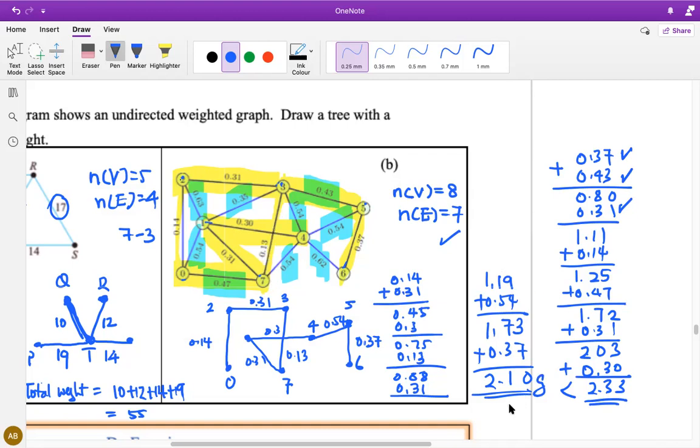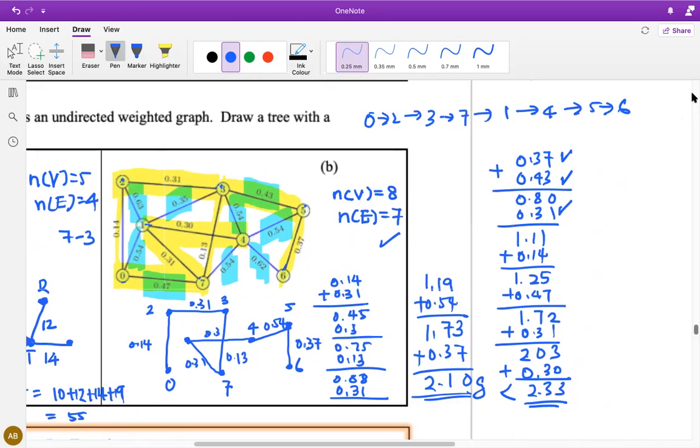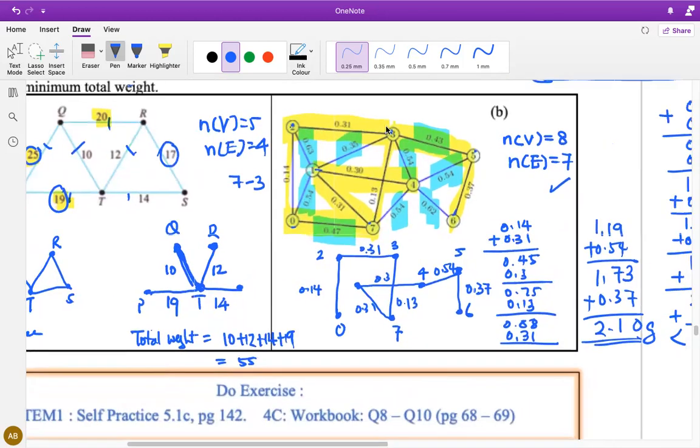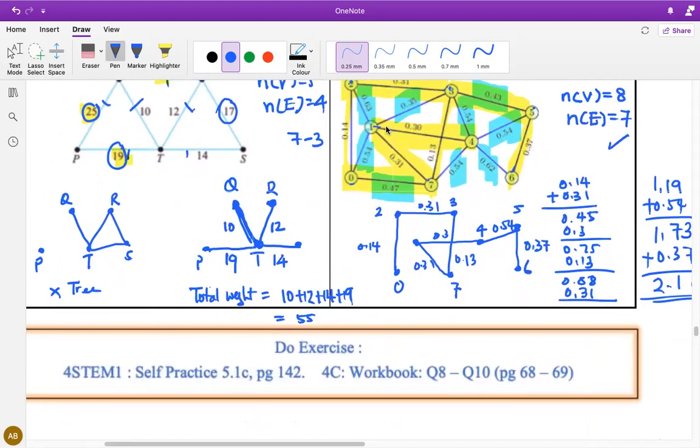So therefore, the best route will be 0 to 2, 2 to 3, 3 to 7, 7 to 1, and then 1 to 4, 4 to 5, 5 to 6. Okay, this is the best route. Okay, so this is the best route. Right, so do the exercise on 5.1c, page 142. All right.